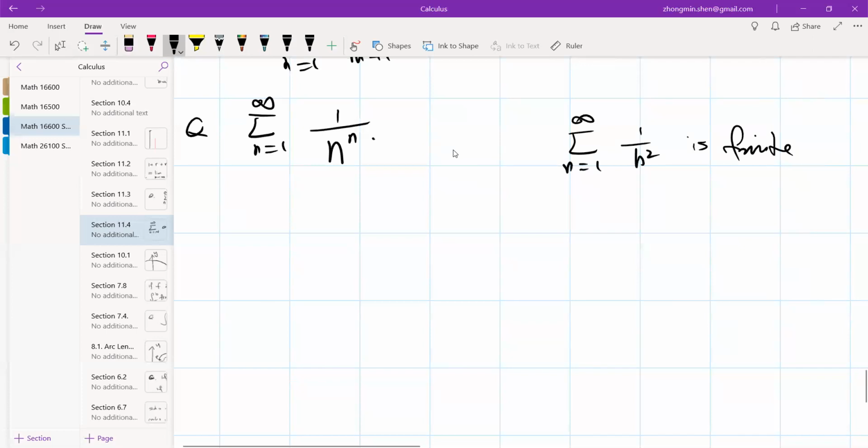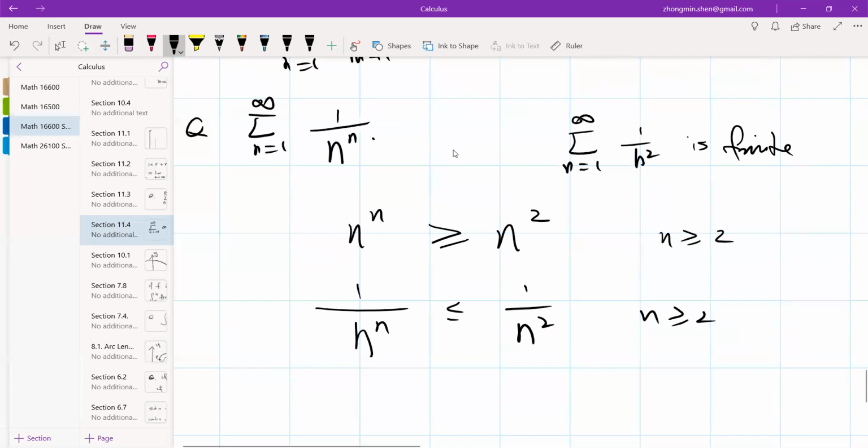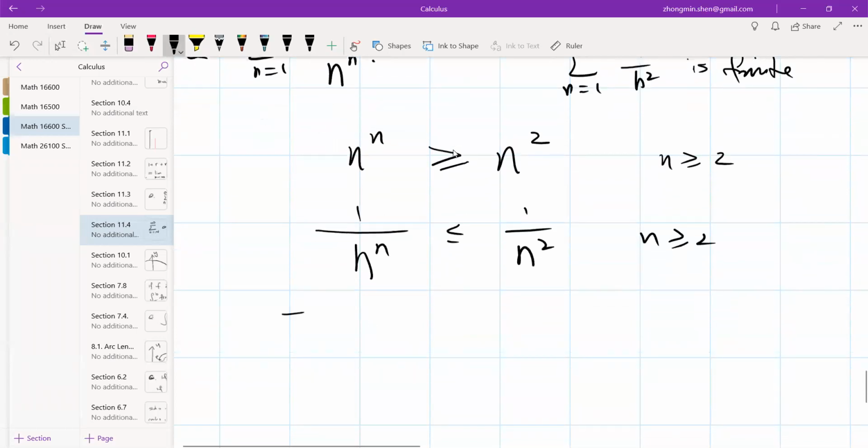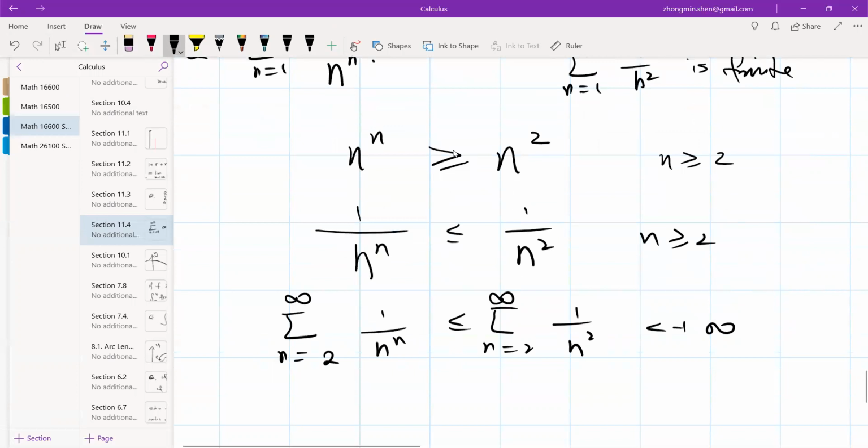It's obvious that n to the n is greater than or equal to n squared when n is greater than or equal to 2. If you turn it upside down, that's the trick. So if n starts from 2, you always have this, and this is always finite. So that pushes the line.